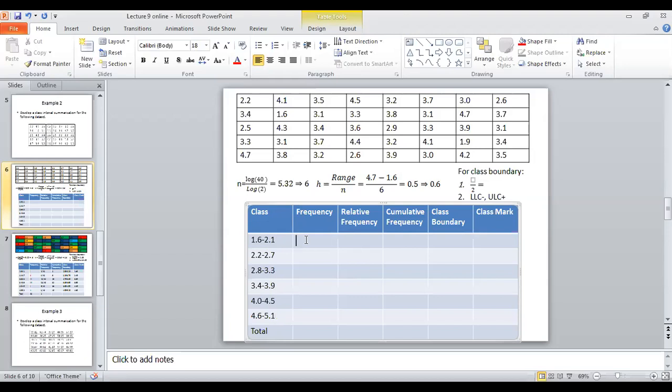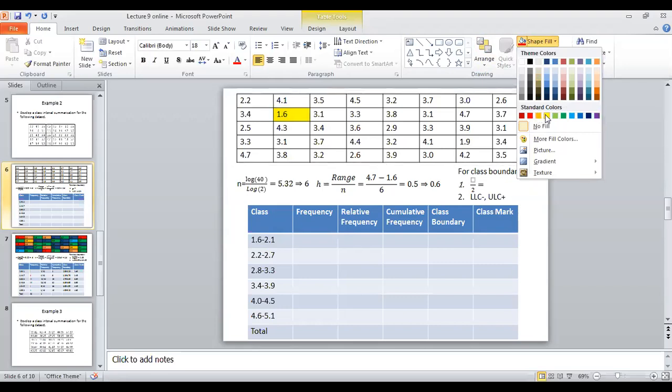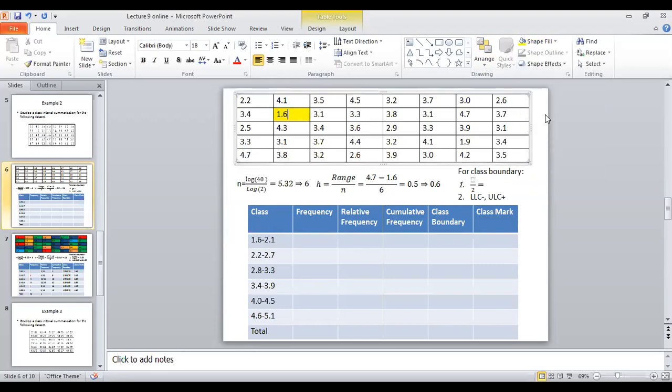Now next comes the frequency. This is an important part and a tiring job as well, but we have to do it to complete the class interval data. So from 1.6 to 2.1, what are the values that we have got? There seems to be no value in the first column, but in the second column we have got one value. So let's mark it with some color.